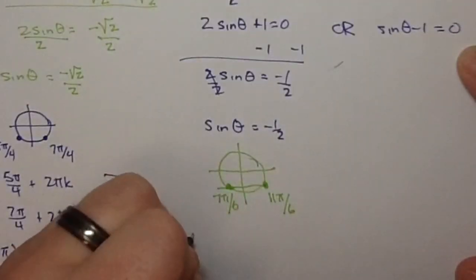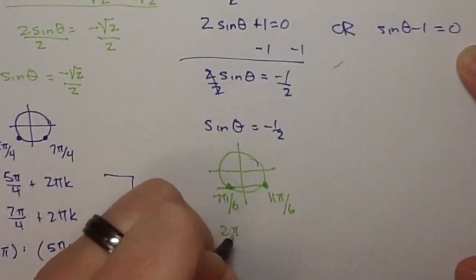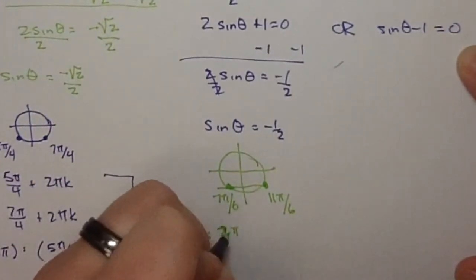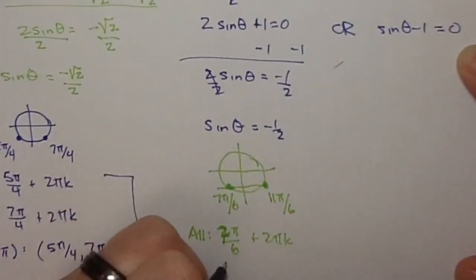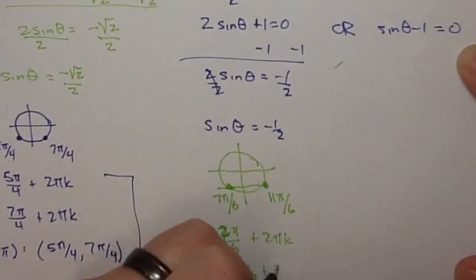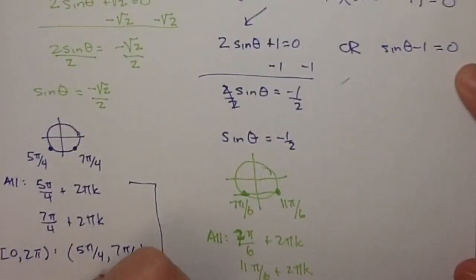So for this part, all solutions are 7 pi over 6 plus 2 pi k, and 11 pi over 6 plus 2 pi k. And then our particular solution from 0 to 2 pi are just 7 pi over 6 and 11 pi over 6. Okay, but now let's go back and evaluate the other factor.